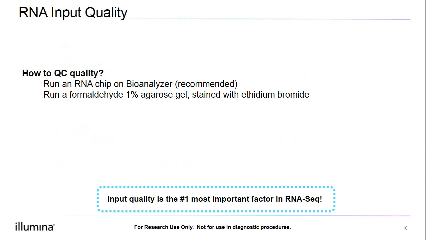So how do we know if our sample has high quality or not? One thing that we recommend to determine this is to run an RNA chip on a bioanalyzer. We should be able to see clean ribosomal peaks, and it should also give us an RNA integrity number. With this information, we can determine what the RNA quality actually is. Alternatively, we can run an agarose formaldehyde gel and see if those RNA bands are intact.